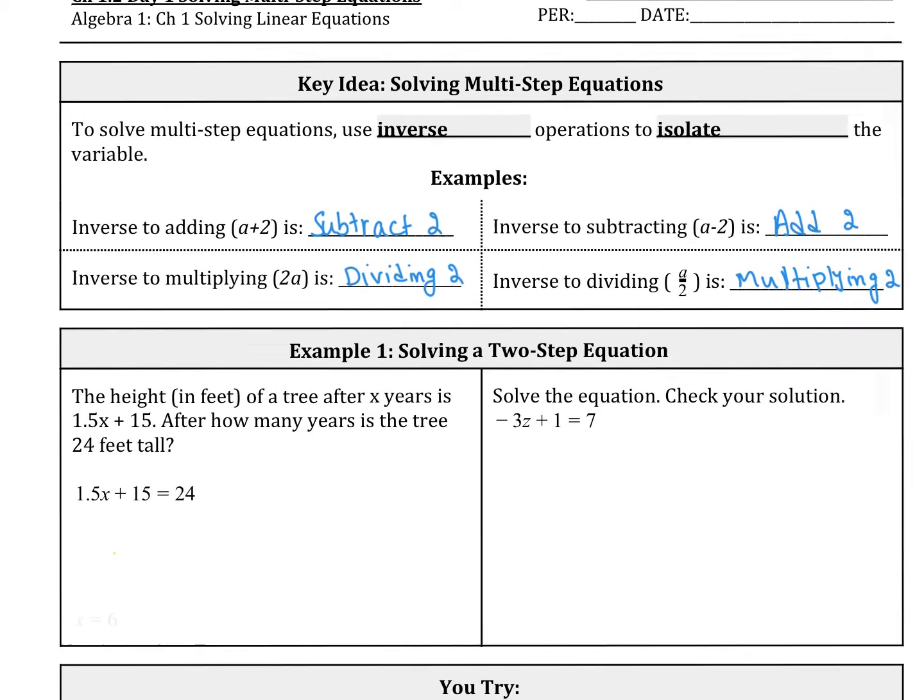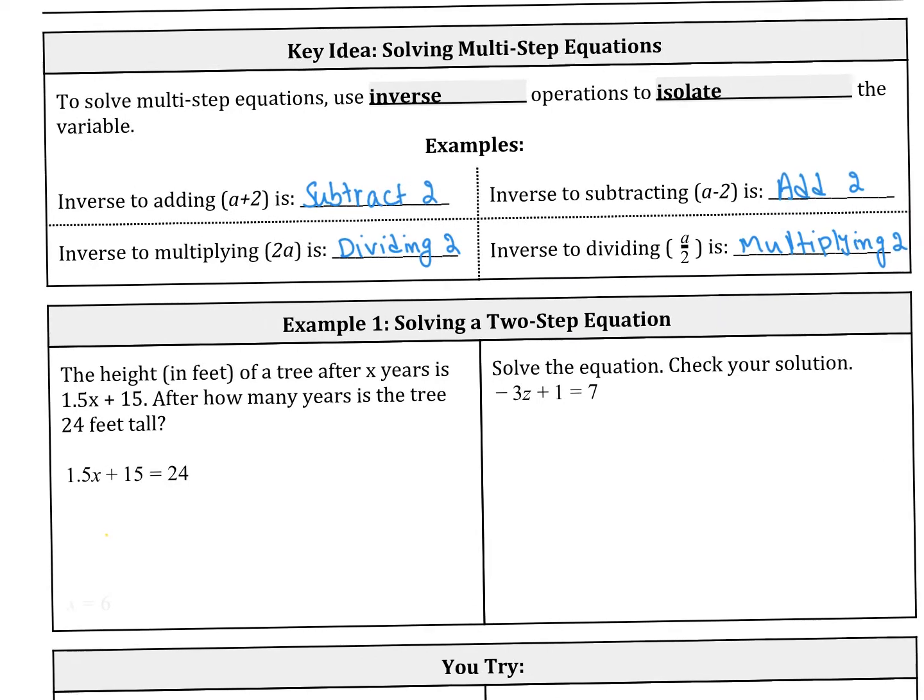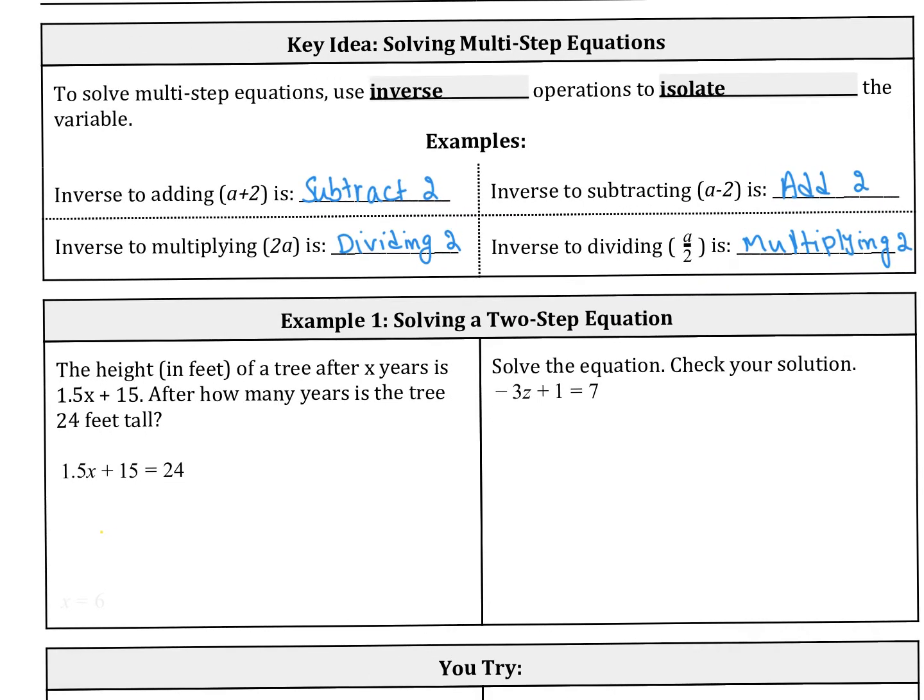Now let's do example number 1, solving a two-step equation. The height in feet of a tree after x years is 1.5x plus 15. After how many years is the tree 24 feet tall? You're going to separate the x. The first step is to subtract 15 on both sides, and then 1.5x equals 9.